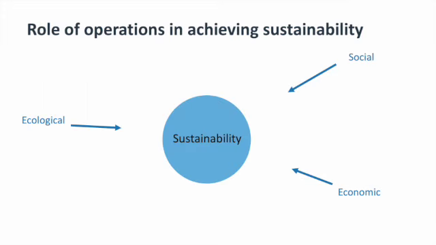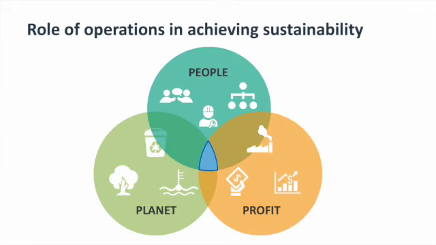Now, the role of operations in achieving sustainability. There are three types of sustainability: ecological, economic, and social. And operations needs to think about all three of these factors. The idea is that the ideal operations department is going to find the little spot where all three sustainabilities are met.